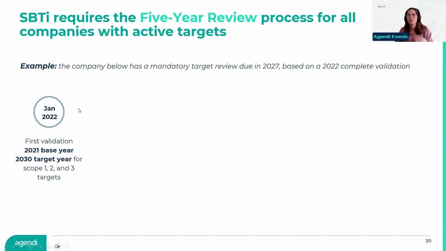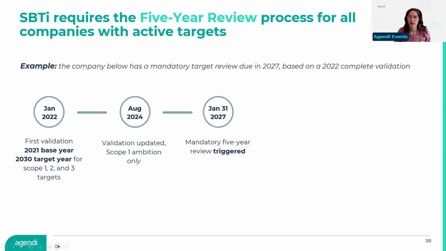Okay, quick example to make sure it's super clear. Let's take the case of a company that has a mandatory review in 2027. They went and got their first target validation in 2022. And in August, they actually ended up updating the ambition of their scope 1 target only, meaning the trigger date remains the same because scopes 2 and 3 are their oldest active targets.